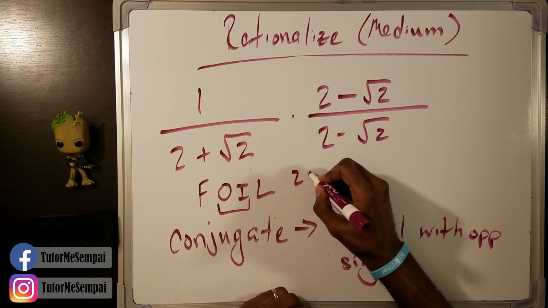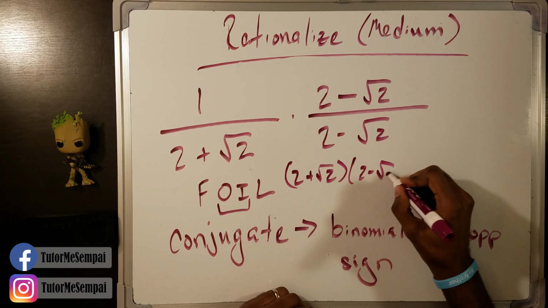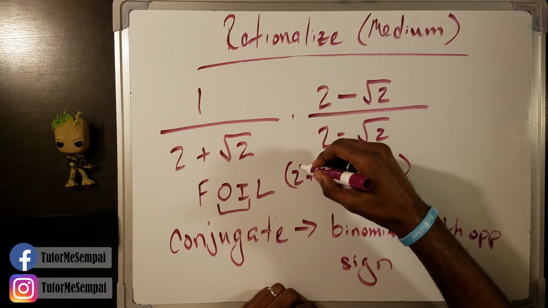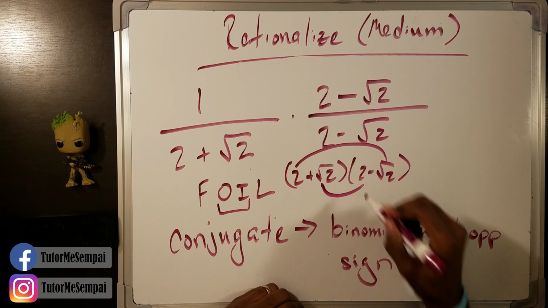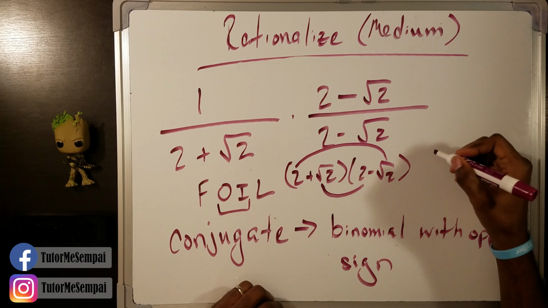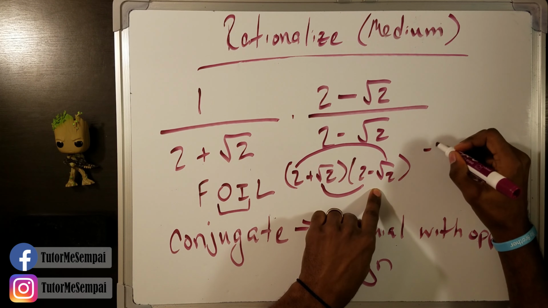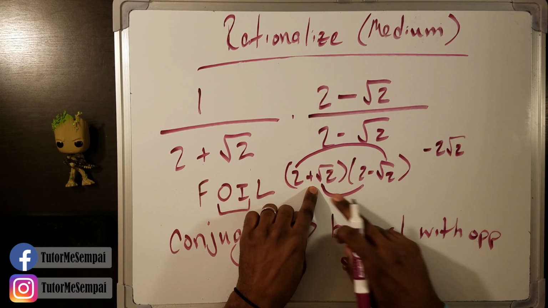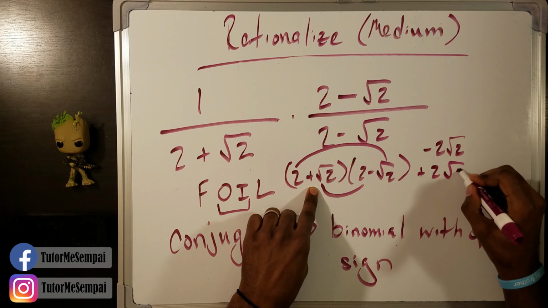So let's say we have 2 plus the square root of 2, 2 minus the square root of 2. We're just going to focus on the outer, inner. So the outer is going to be this. And the inner is going to be this. So what's the outer? That's going to be 2 times this negative square root of 2. So it's going to be a negative 2 square root of 2. What's the inner? That's going to be a positive square root of 2 times a 2. So it's going to be a positive 2 square root of 2.